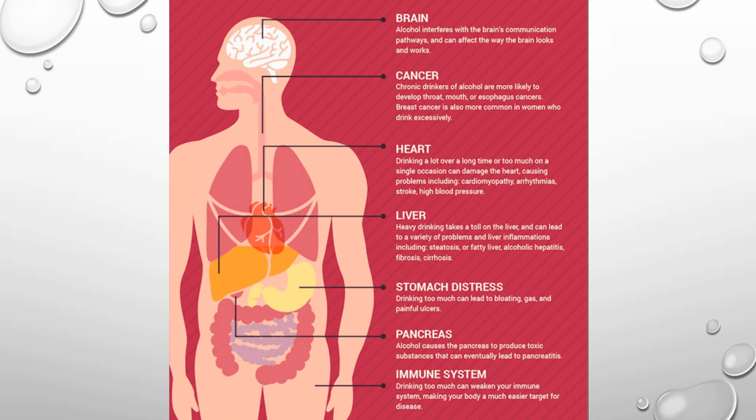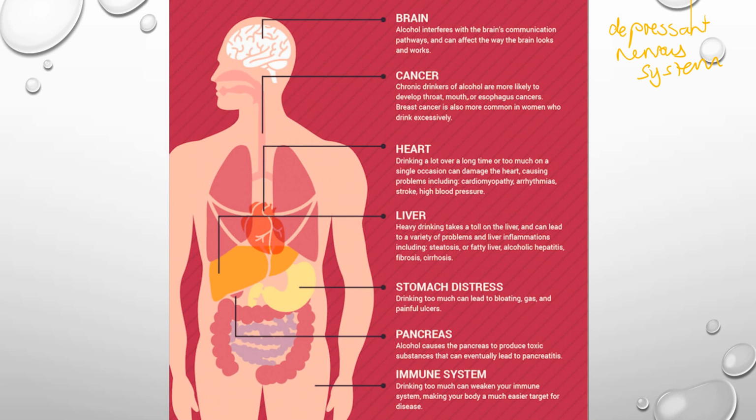So in terms of the brain, communication pathways and reaction times are affected by alcohol, because we know that alcohol is a depressant, as we said, a drug that slows down the nervous system, and your brain and your spinal cord is part of this nervous system.